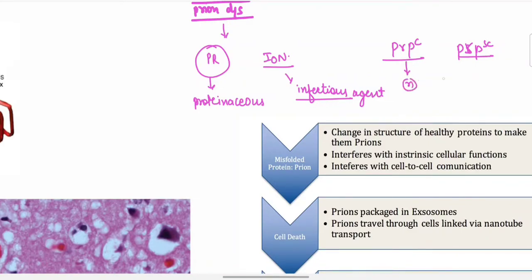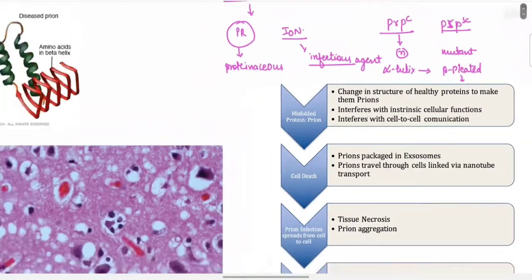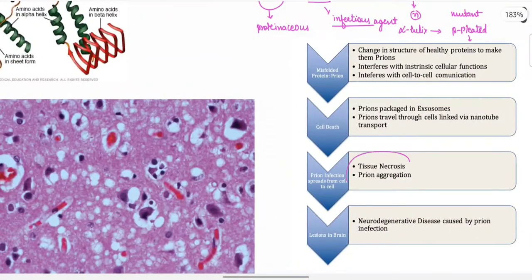PrPC is normal, this is mutant. The difference between the two is mainly in the conformation. This is alpha helix and this is beta pleated sheet. The change in conformation of prion protein from alpha helix to beta pleated sheet leads to decreased proteolysis of this PrPC, and this will accumulate in the different neurons, PNS and CNS, and will lead to tissue necrosis and prion aggregation, leading to neurodegenerative disease caused by the prion protein.